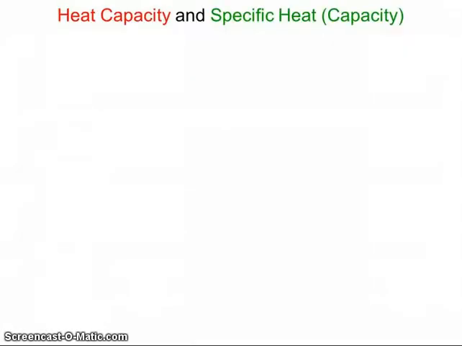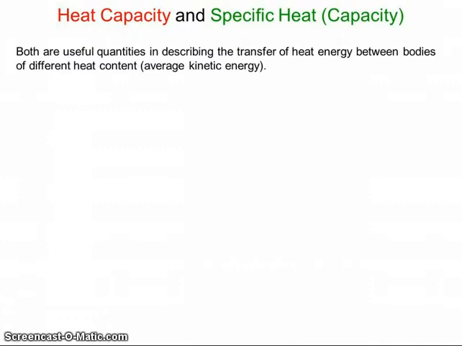So the first thing we need to do before we can get into this is get a few definitions under our belt, some things that we're going to use, which means we need to know what heat capacity and specific heat are. So just a little background, both of those are useful quantities that we can use to describe the transfer of heat energy between bodies of different heat content. So warm bodies, cool bodies, essentially bodies that have different average kinetic energy values.